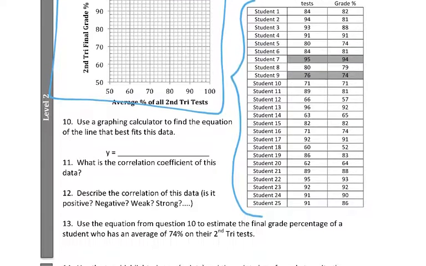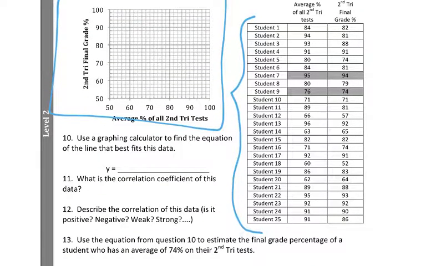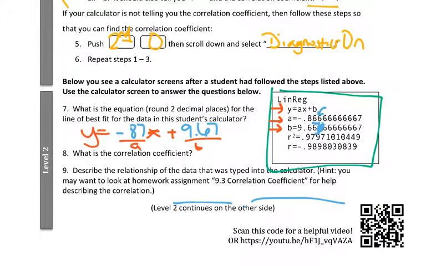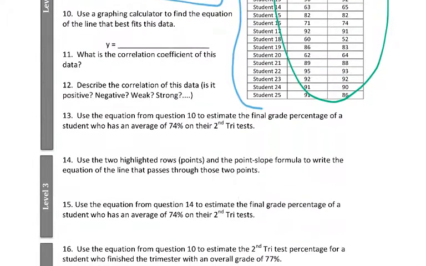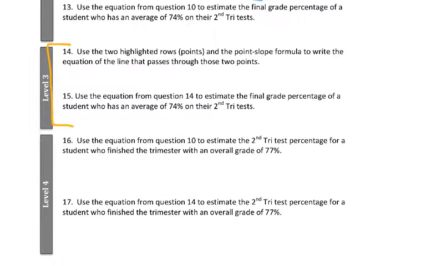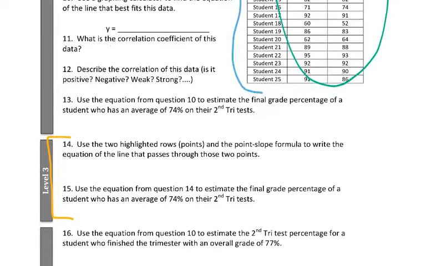And then you're going to plug all of these numbers into your calculator. You're going to use this for L1 and this for L2. You're going to get the information into your calculator so that you get a screen like the one that we saw back here. And using what you get on that screen, you're going to answer these questions. The level 3 is asking you to do a point slope form equation. That's just a callback to some things that we've done earlier. Okay, that's the assignment.